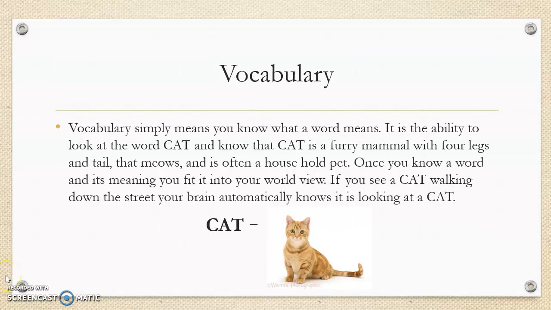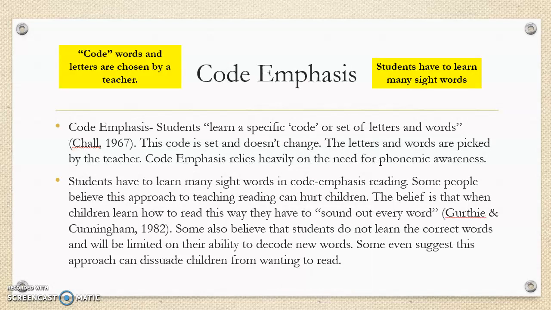Vocabulary means you know what a word means. You look at a cat, and you know that the word cat means a furry animal with four legs and a tail that meows, and is usually a household pet. So once you know that word, you put its meaning into your brain, into your worldview. You can see a cat walking down the street and know that's a cat.